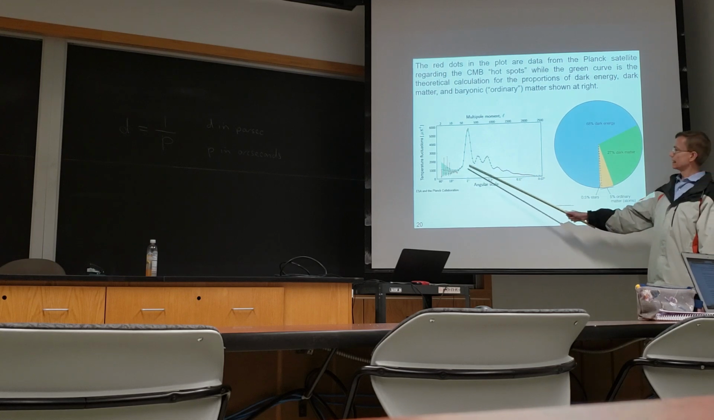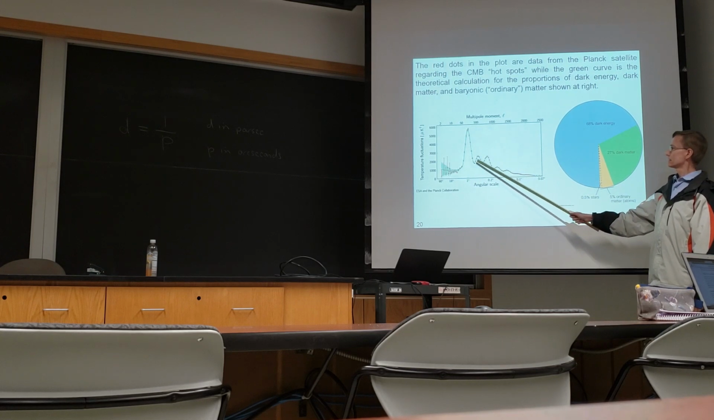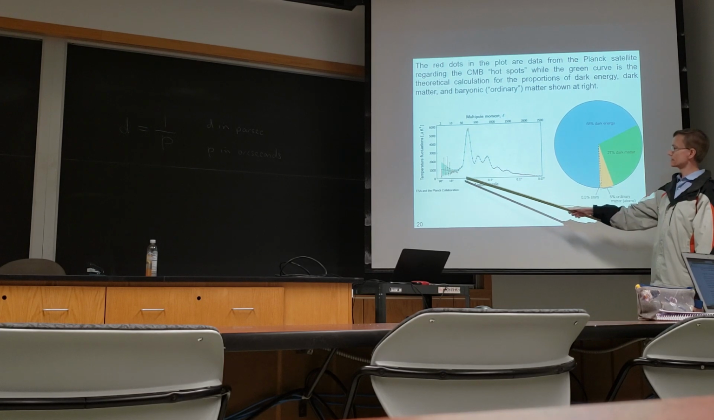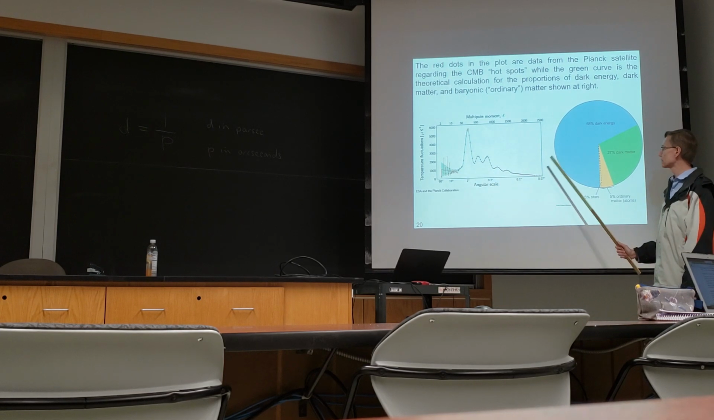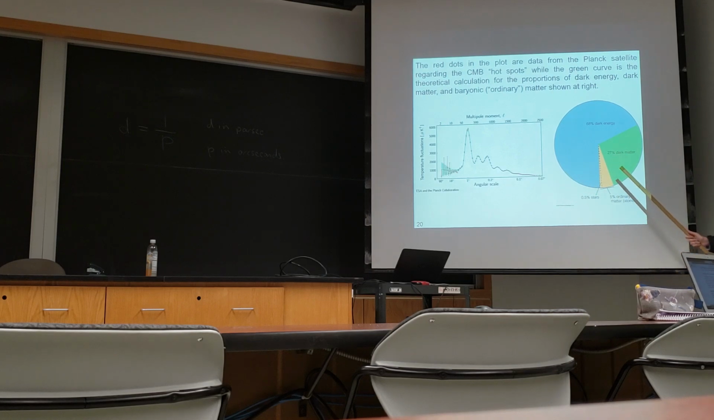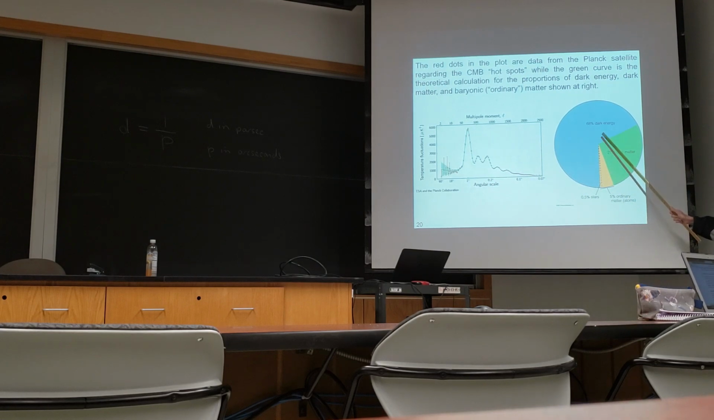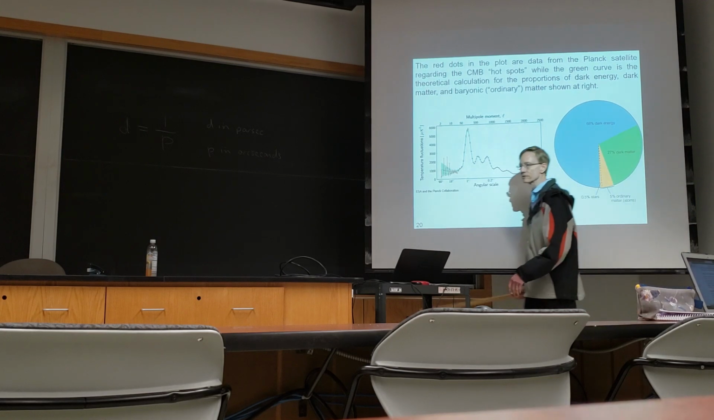And by comparing the data, the red dots, for the temperature fluctuation sizes as a function of angular scale on the sky, we find that the best fit model, shown in blue here, says that the universe is 68% dark energy at the current time, 27% dark matter, and 5% ordinary matter.